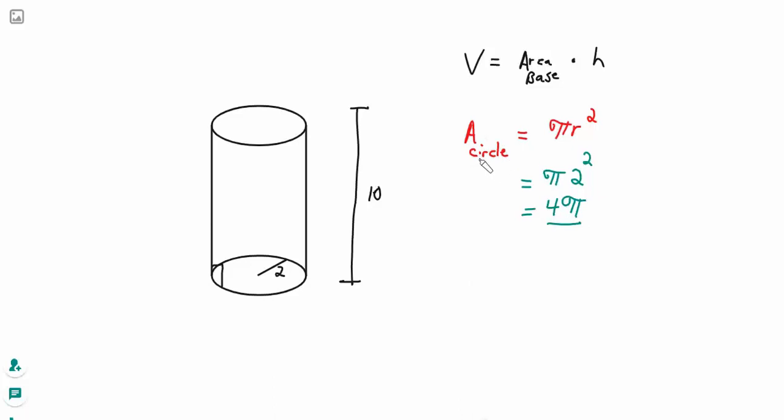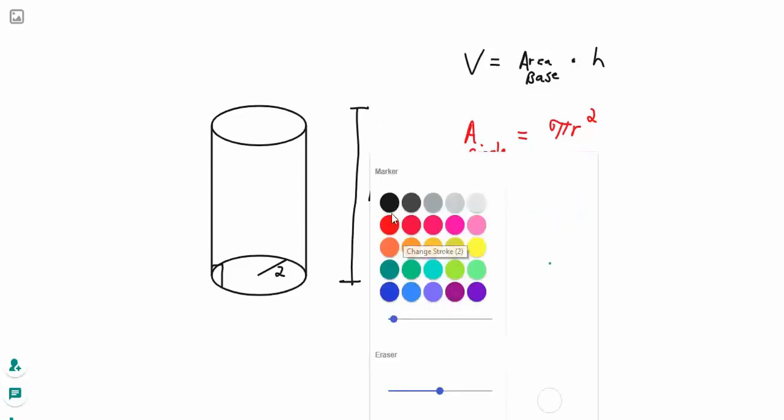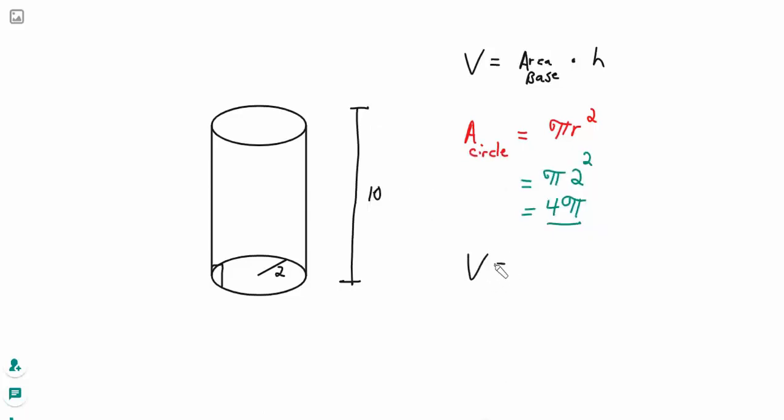Now, you might call this the area of the base, right? Because that's what the base is. So now we need to find the height, and that's been given to us. They say that's 10. So to find the entire volume, we take the area of the base, which was 4 pi, times that by our height, which is 10. And that should be pretty easy. 4 times 10 is 40.